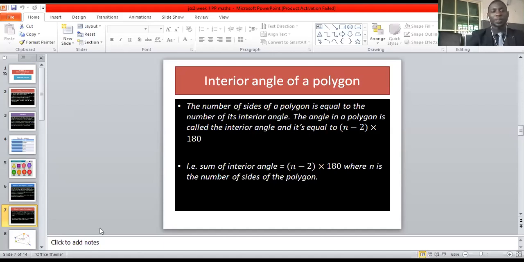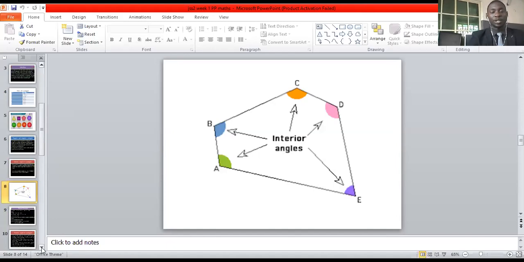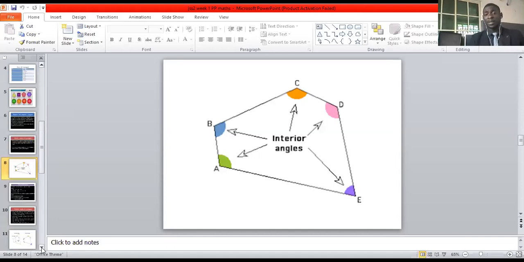So let me take you through the shape again. This is the shape of our interior angle. Looking at it, the number of interior angles is determined by the number of sides of the polygon. And this is a pentagon. It has 5 sides. So the number of interior angles is 5.